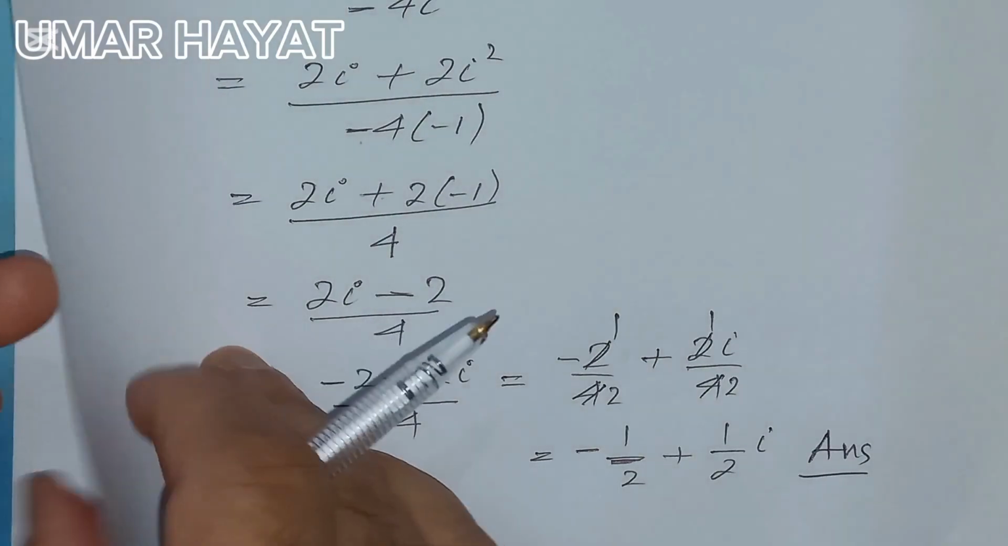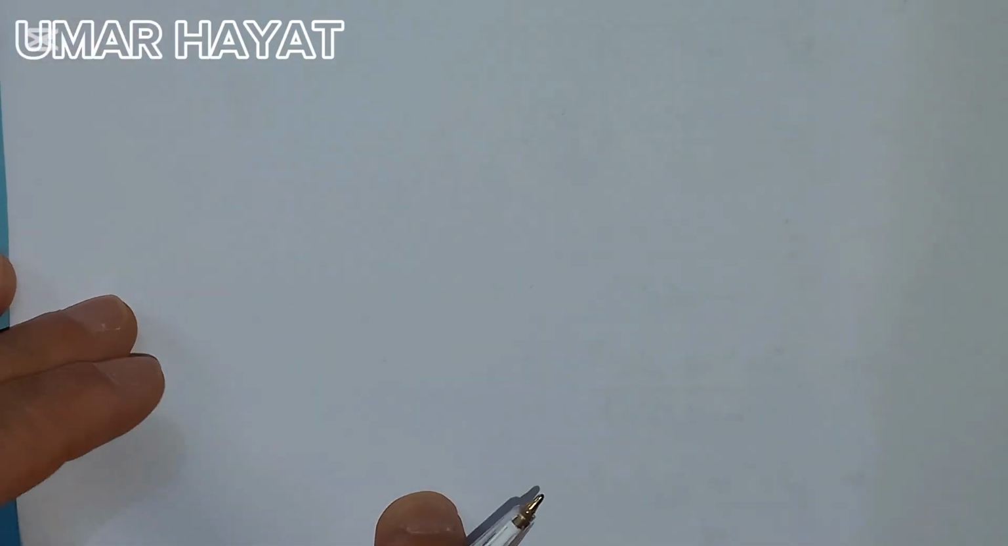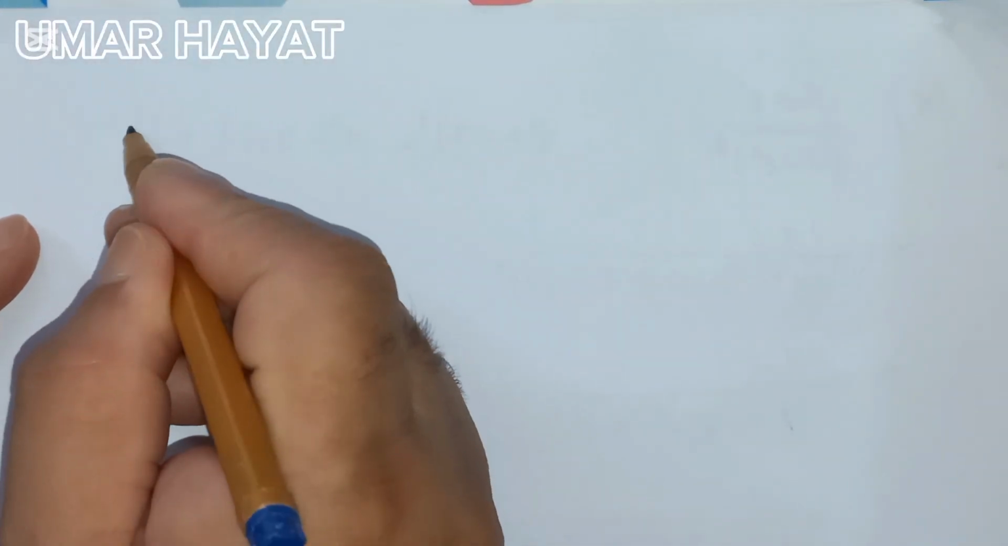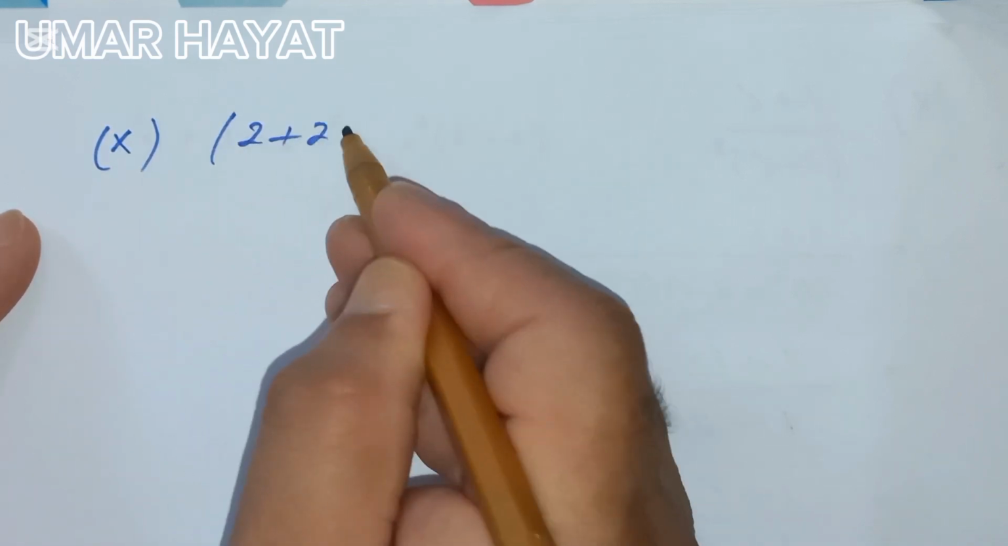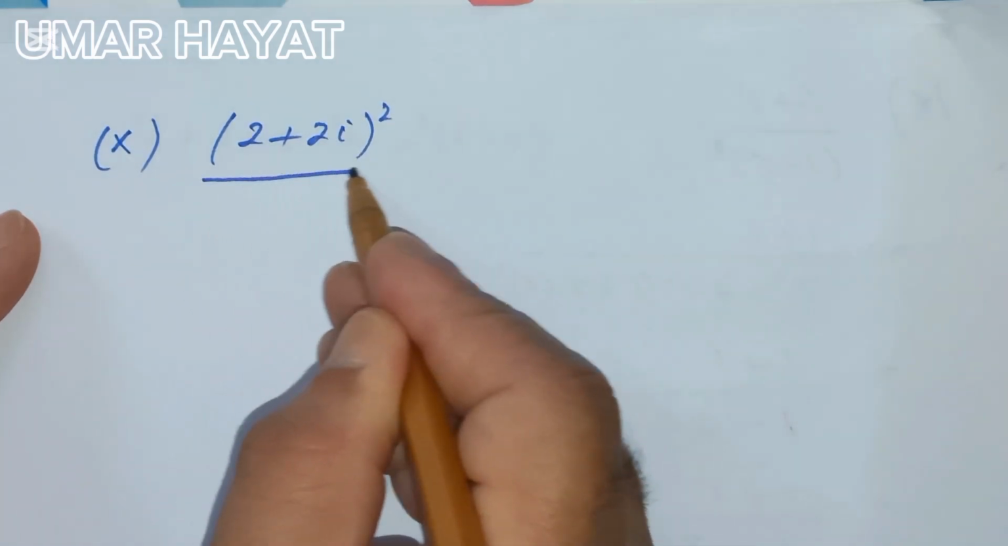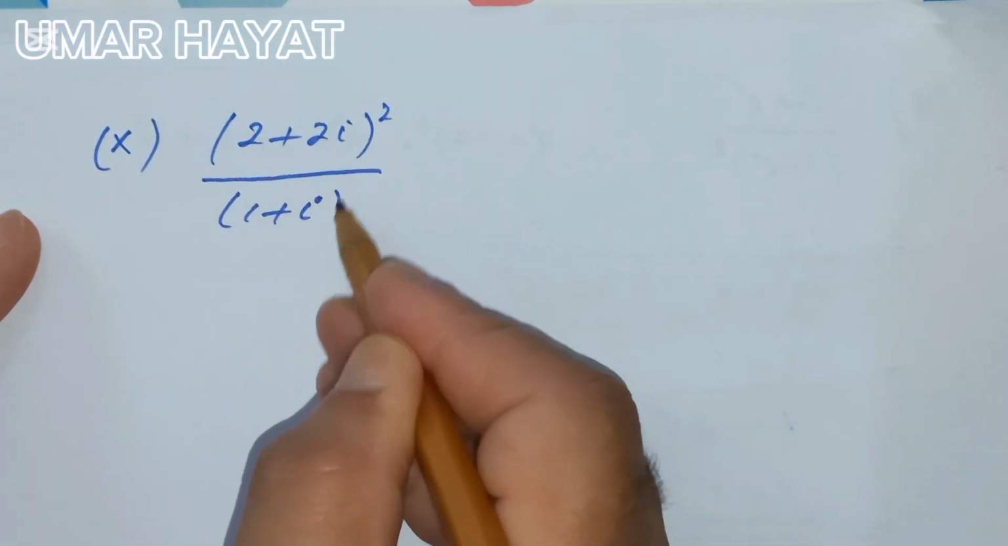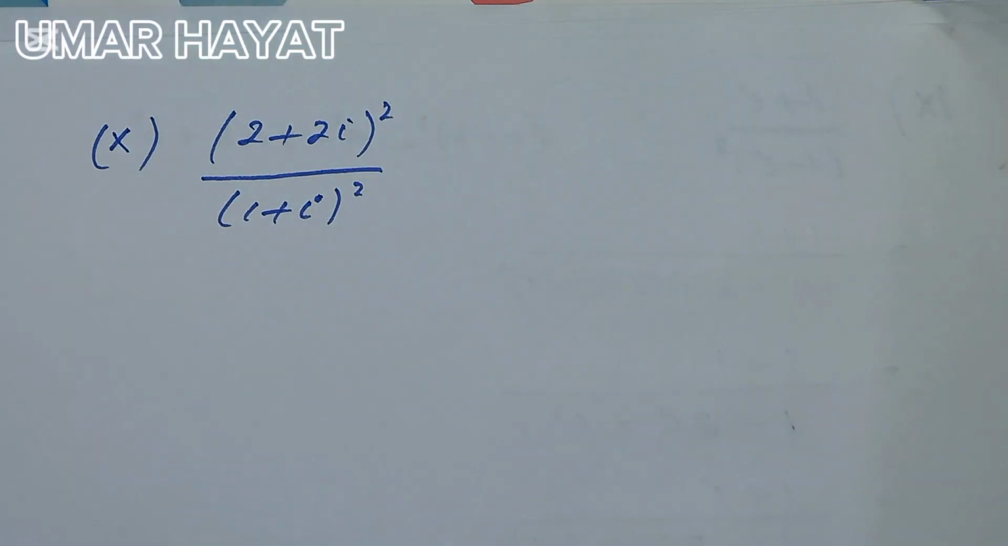The last part of this exercise is part number 10: (2 plus 2 iota) whole square divided by (1 plus iota) whole square. The difference between this question and part number 9 is that in part number 9 we have a square only in the denominator, and in this question numerator and denominator both have a square.